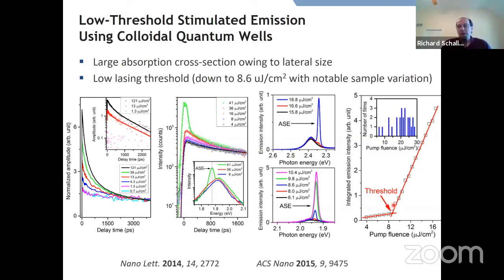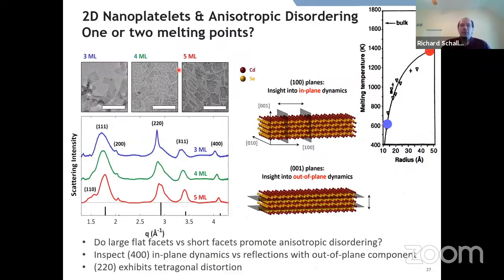These systems have pretty low thresholds also, and this is buttressed by the fact that they have very large absorption cross sections because you have a lot of unit cells contributing to the transition. So they're exciting in that sense. But they raise kind of a conundrum from this transient X-ray diffraction measurement viewpoint. And one of the reasons they were interesting to look at is kind of from the following perspective.